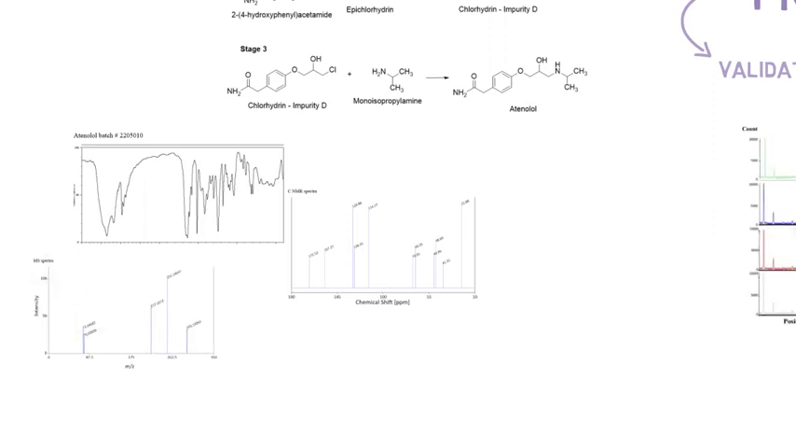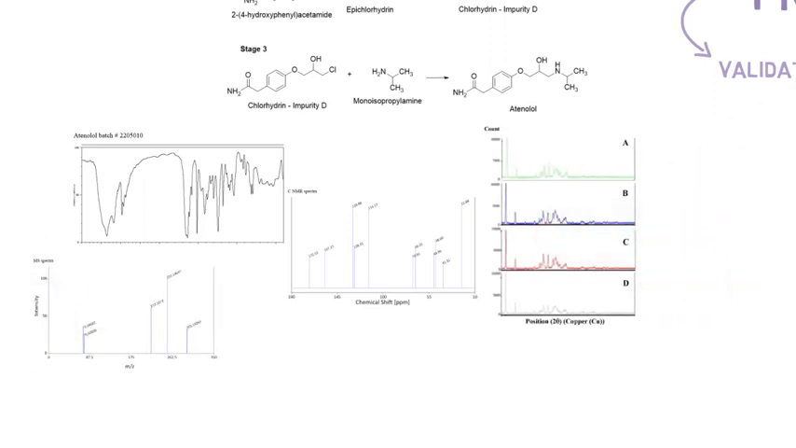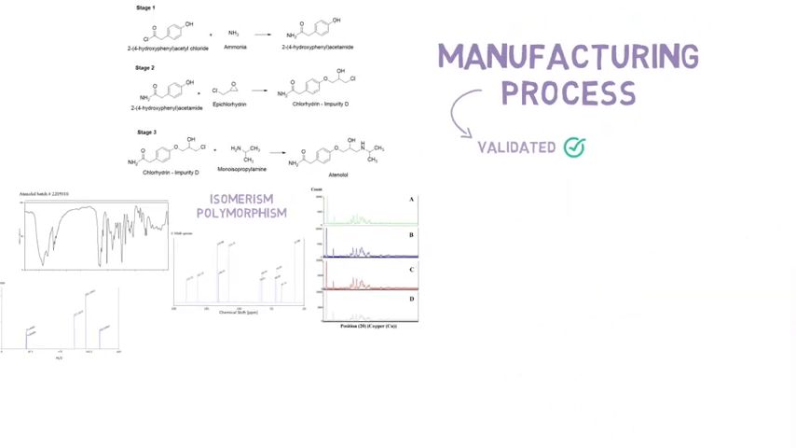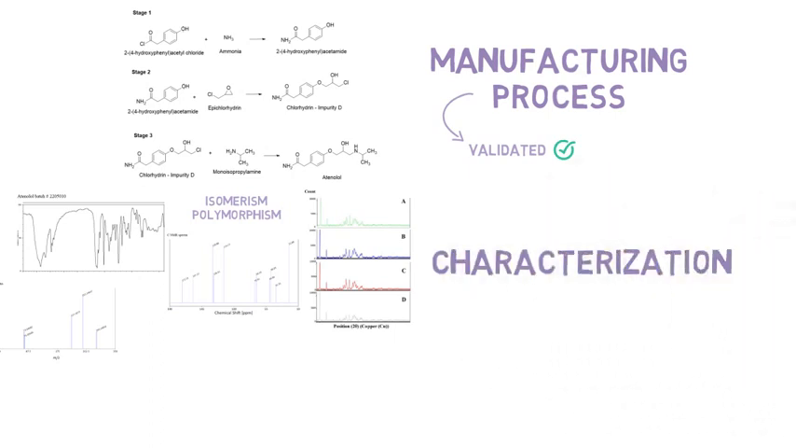Next, the manufacturer will provide proof that when that route of synthesis is used, this is indeed the API that is obtained. So we will usually see infrared, NMR, and mass spectra proving the structure of the API. Here, we will also see information about isomerism and the polymorphic form. This is the characterization section.